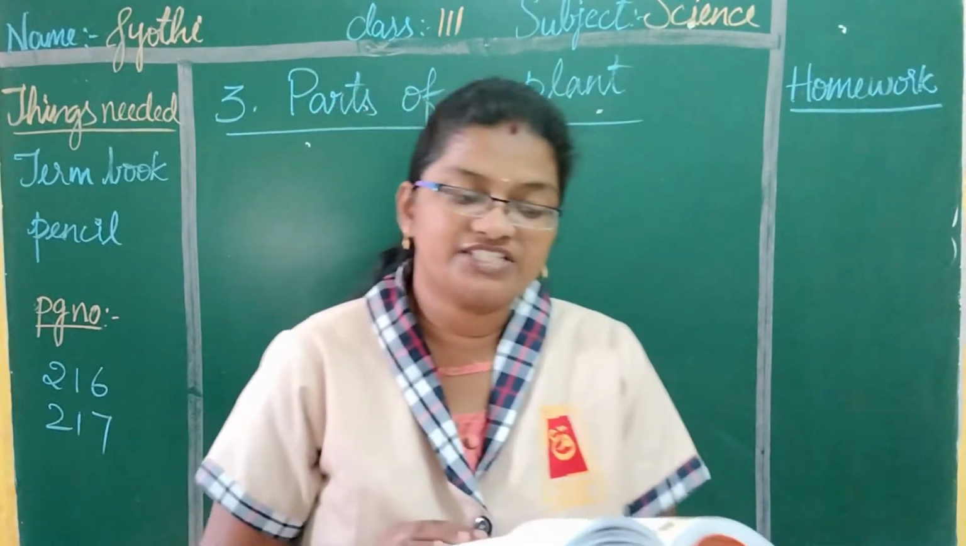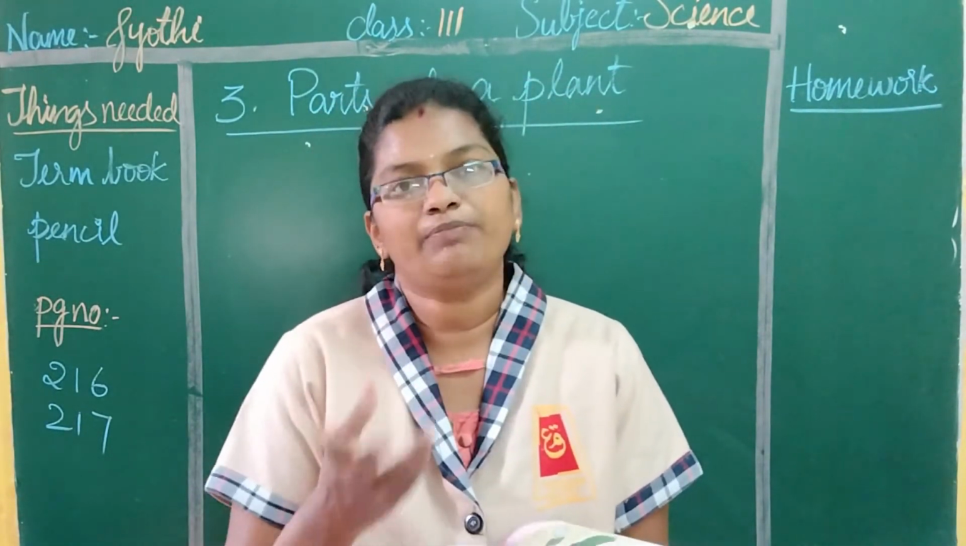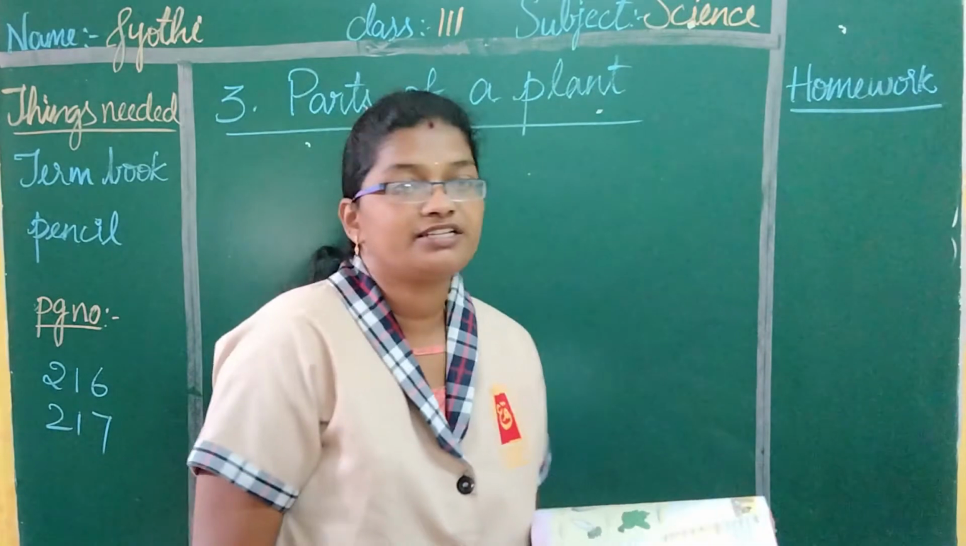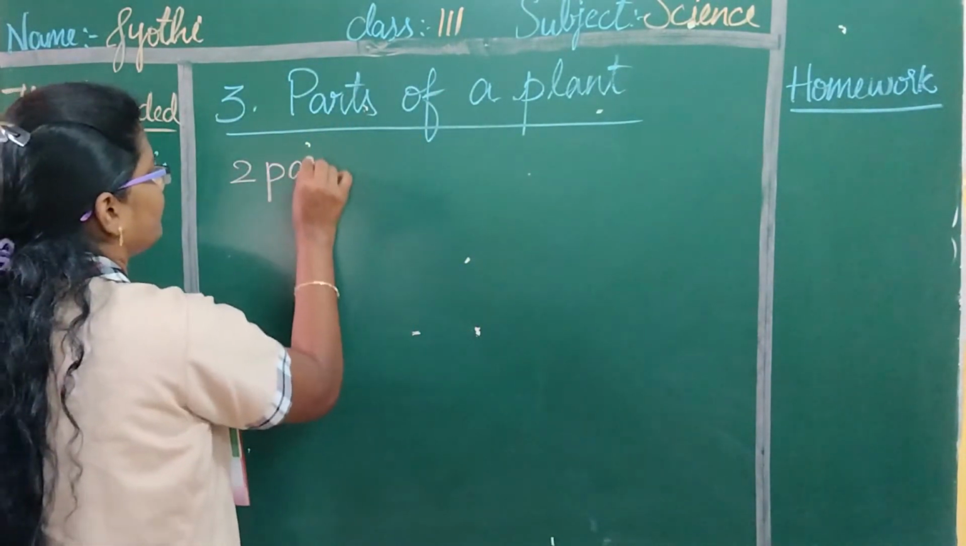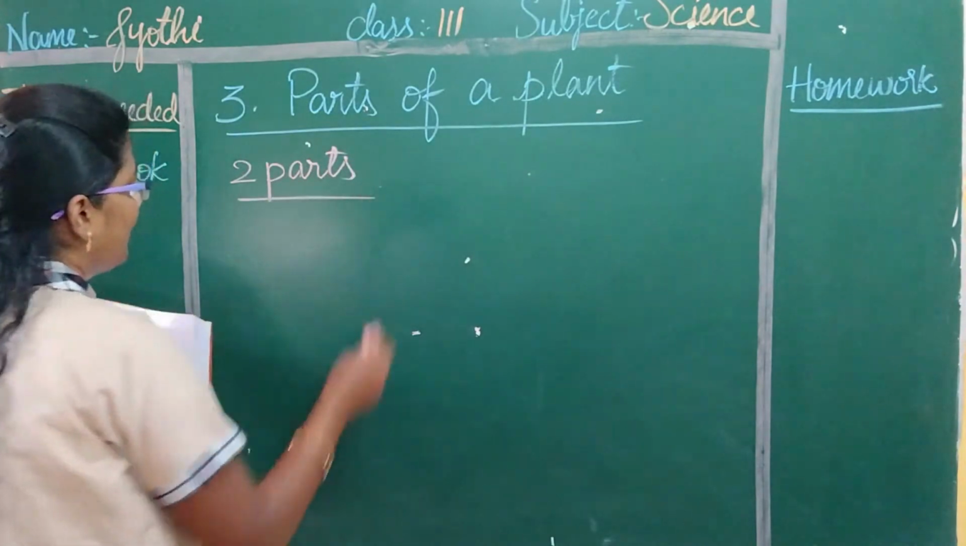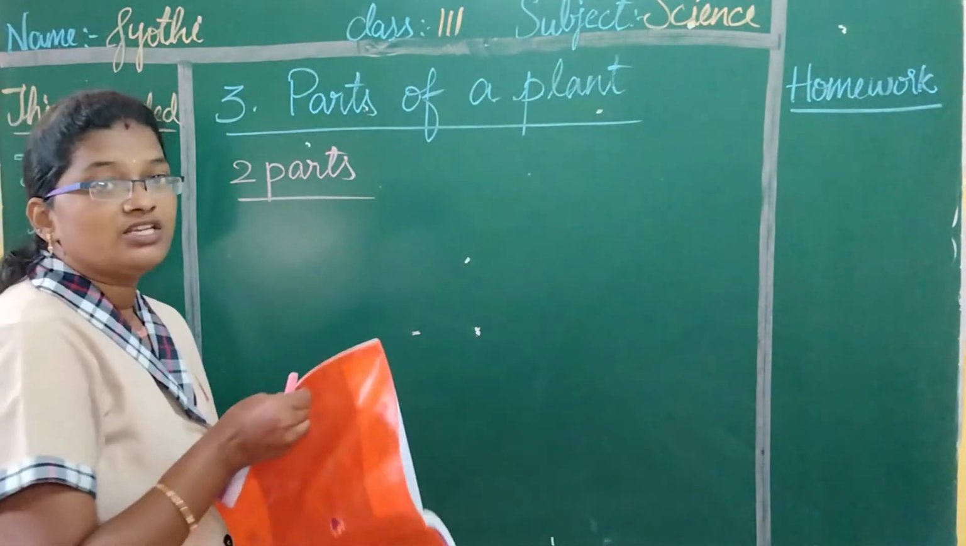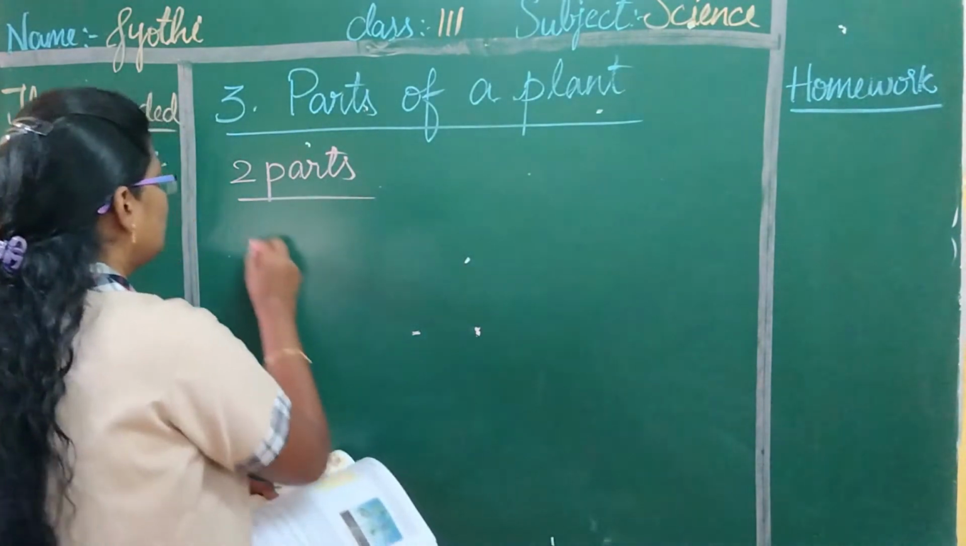A plant is divided into two main parts. A plant generally we consider into two main parts, as I already told you. And what are they? That is the root system and the shoot system.